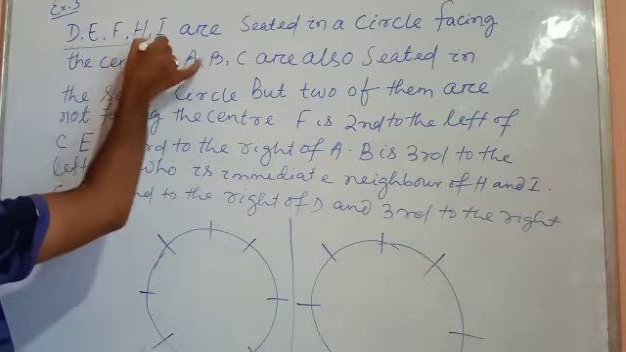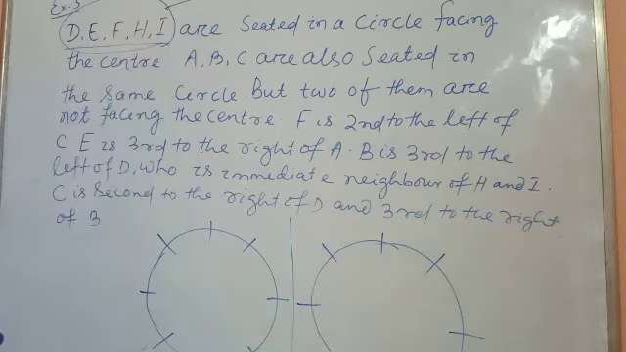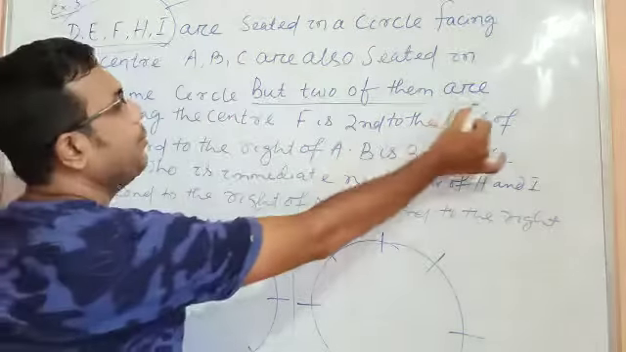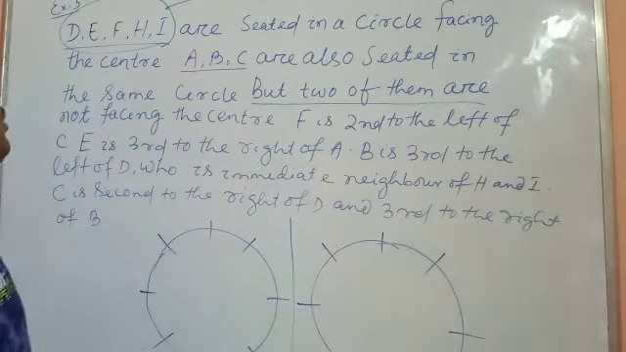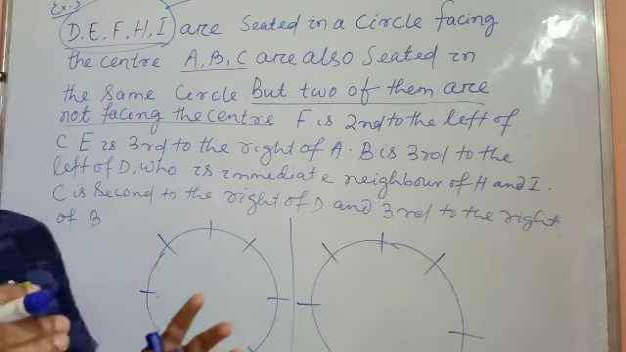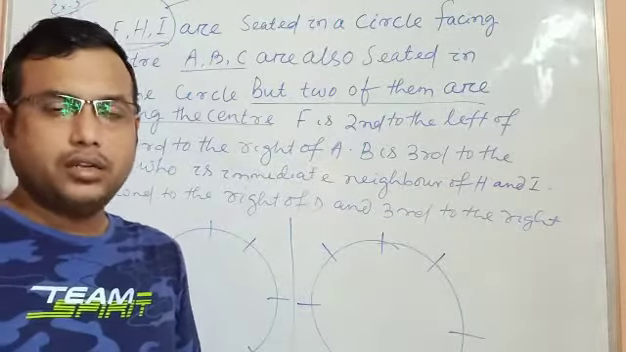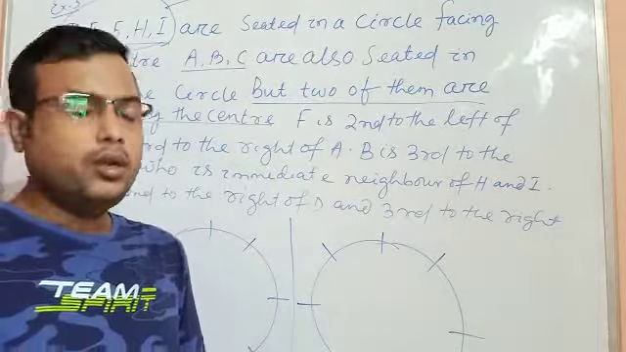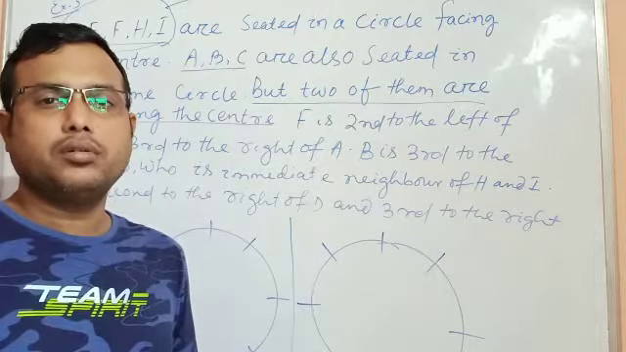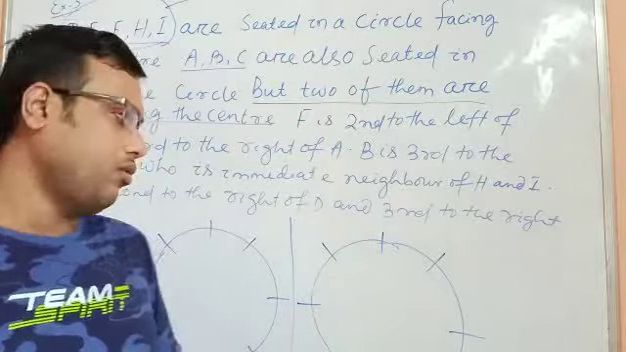See, D, E, F, H, I are compulsorily facing towards the center. They are all compulsorily facing toward the center, and out of A, B, C it is given that two of them are not facing towards the center. That means out of A, B, C, either A, B or B, C or A, C are not facing towards the center. That means they are facing outside. So overall, out of 8 members, 2 are not facing towards the center, right? 2 members facing outside, and 6 members are facing towards the center, right?